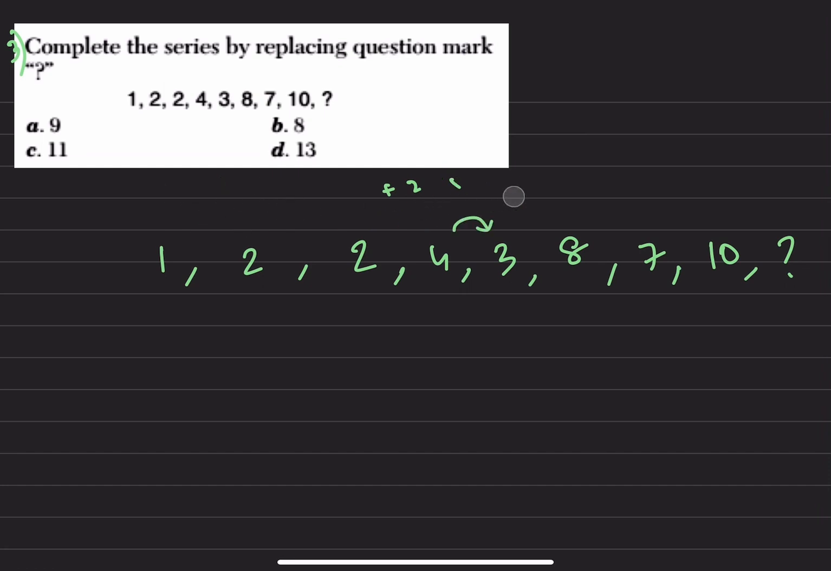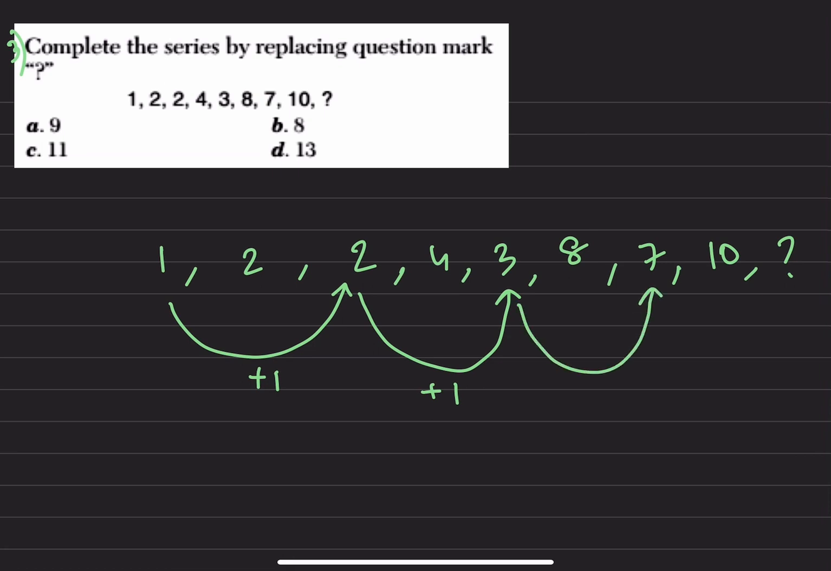But then if you see it in this way, if I skip one term in between, I add 1. And if I go to the next one, I add 1 again. And then if I go to the next step, I add 4. So this should be something.